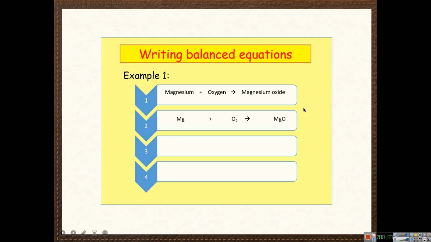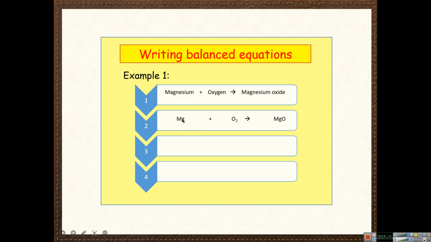Second step, convert to symbols, right, or the formula for this word equation. So we have Mg for magnesium, O2 as oxygen is going to react in the form of gas when magnesium is burning, so it needs to be a diatomic molecule, while magnesium is a solid, so it needs to be in an atomic lattice form, right?